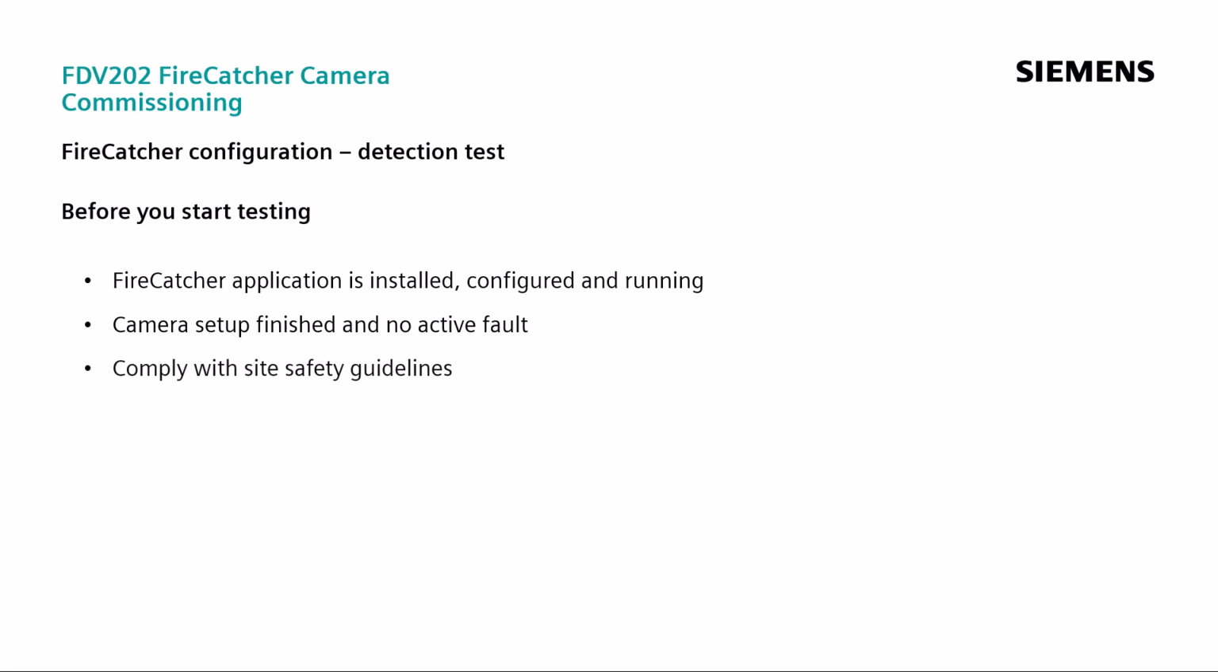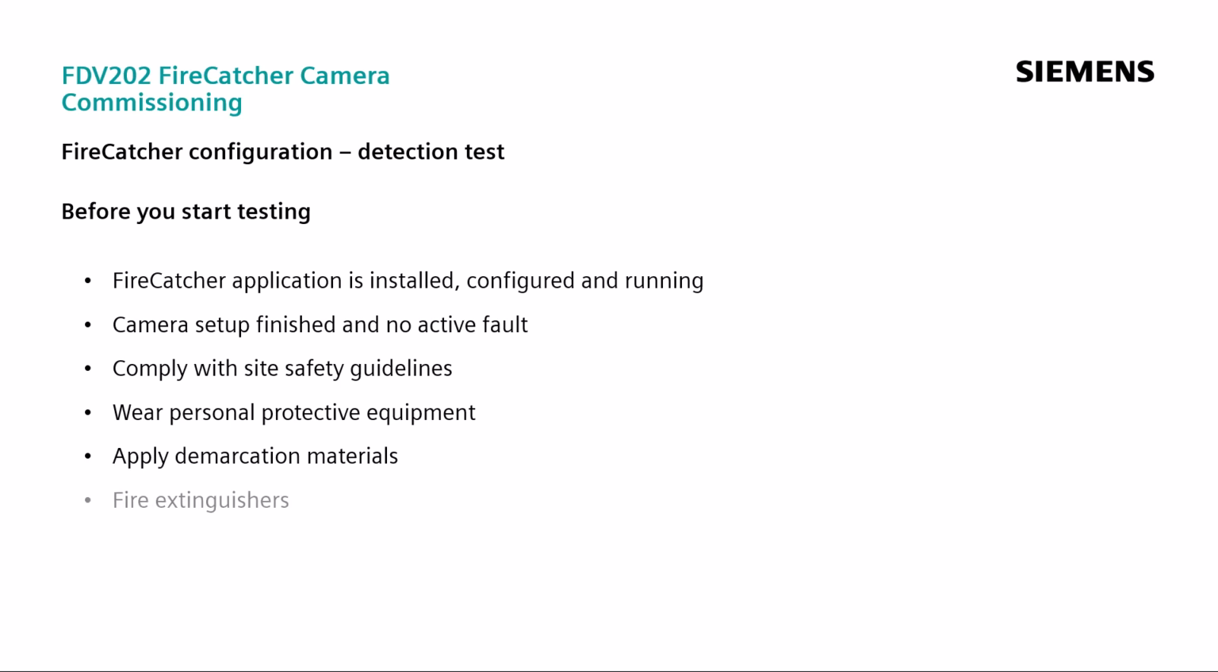That means comply with site safety guidelines. Wear personal protective equipment like gloves or eye protection. Apply demarcation materials like cones or safety ribbon to secure the test zone. Verify the availability of fire extinguishers. Inform the site responsible and/or obtain authorizations. And finally, deactivate existing smoke detectors if necessary.